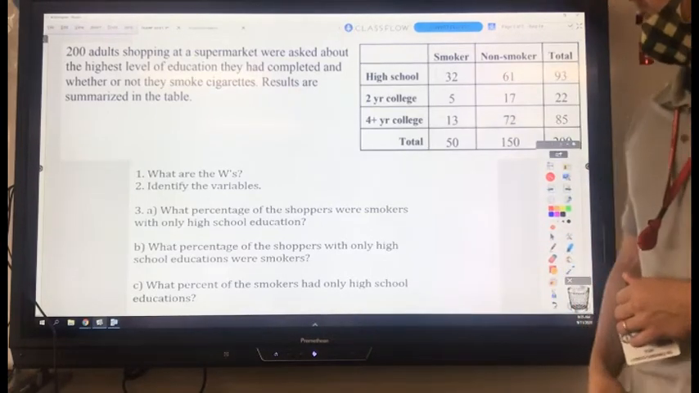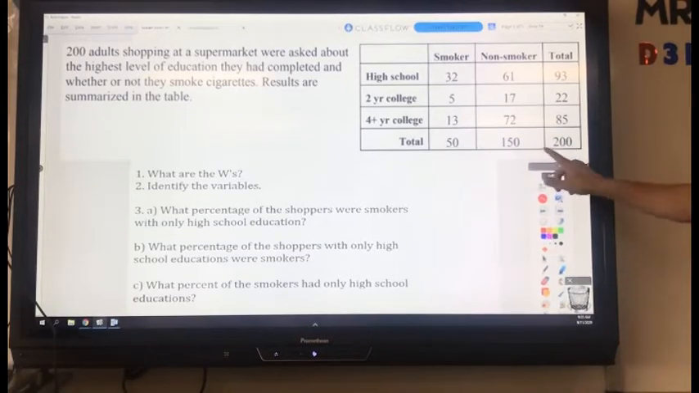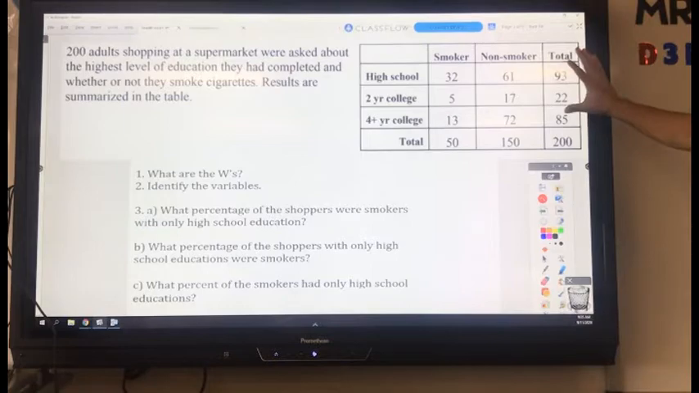200 adults shopping at a supermarket were asked about the highest level of education they had completed and whether or not they smoked cigarettes. Results are summarized in the table. Again, I got this from a book. I don't know if this is actual results, so don't take these personal. Here's our table of the people we surveyed in a response.